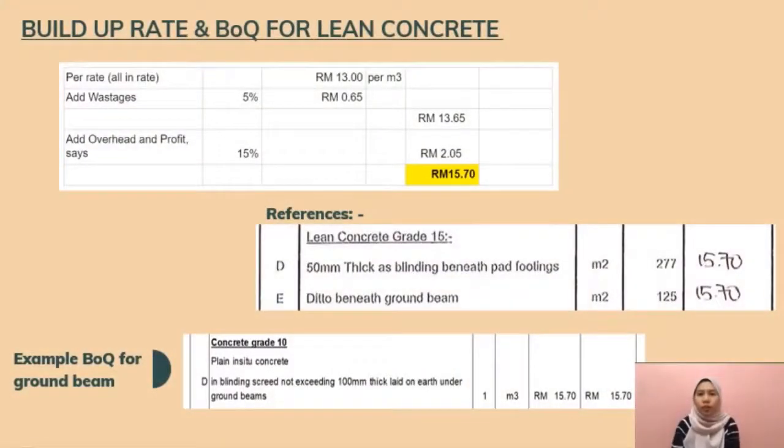Okay, so move on to the next item, which is link concrete. So this is the costing for link concrete. The rate for link concrete per meter cube is RM15.70. And for the BQ, this is the example of BQ, and the quantity from the measurement is 1, so the total cost for link concrete is RM50.70.